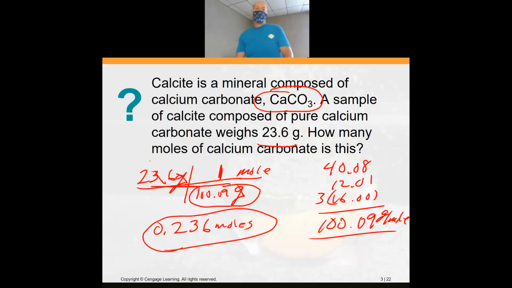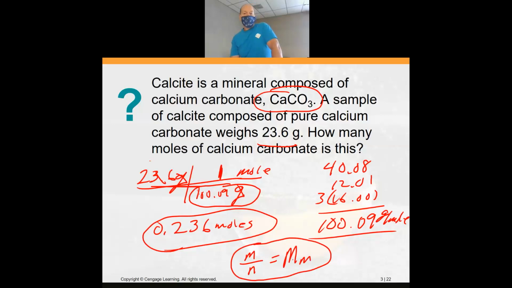So you simply just take your mass and divide by molar mass. All right, so when you have your mass divided by moles, it is going to give you molar mass. Because if you wanted to find the molar mass, if you were given the mass 23.6 and you're given the moles 0.236, that's going to give you the molar mass.